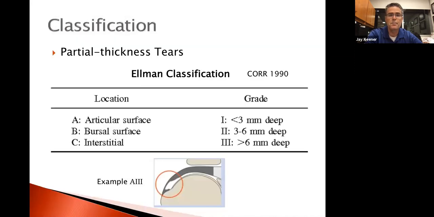muscle changes. When we think about classification, the most common classification for partial tears is the Ellman classification, and he tended to stratify these as articular or bursal-sided tears, and then they were subdivided according to the depth of the tear. So 6 millimeters or greater would be considered a high grade or a grade 3 partial thickness tear.